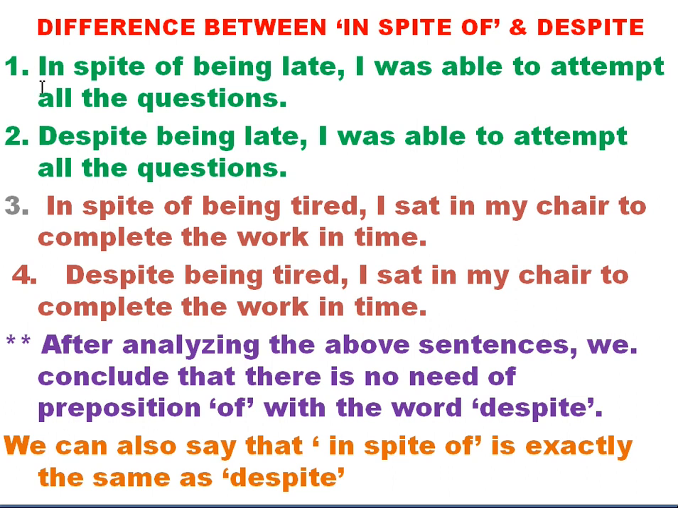So in the first set, which is appearing in green ink here, we find that though the person was late, he was able to attempt all the questions. So, and despite being late, again same meaning. Though the person was late, he was able to attempt all the questions. So the meaning is exactly same.